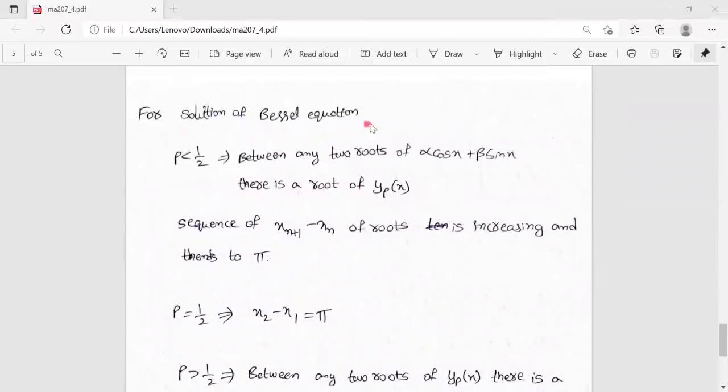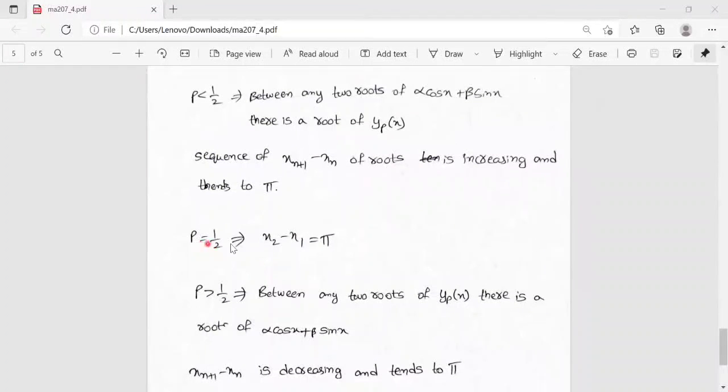For the solution of the Bessel equation, we want to estimate the location of roots for the Bessel solution. For p less than 1 by 2, between any two roots of this, we have a root for our y. And the sequence of differences of the roots of the solution of the Bessel equation is increasing. The difference is increasing and it tends to pi.